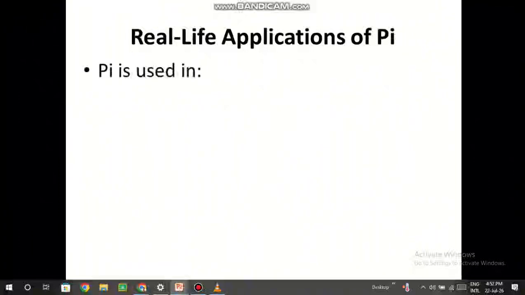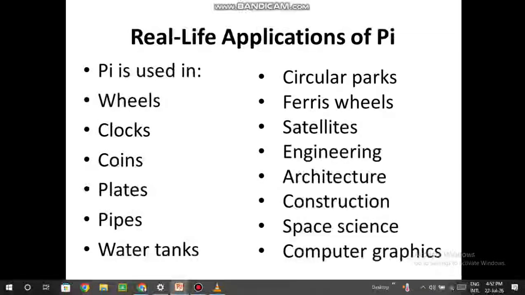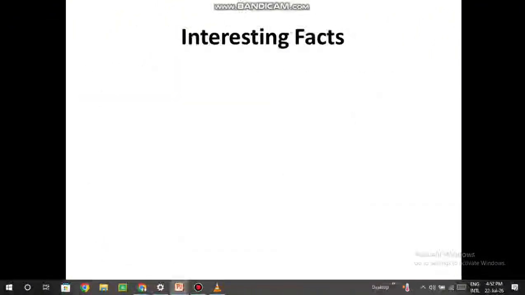Now real life applications of pi. Pi is used in wheels, clocks, coins, plates, pipes, water tanks, circular parks, Ferris wheels, satellites, engineering, architecture, construction, space science, computer graphics. There are lots of things where we are using pi.